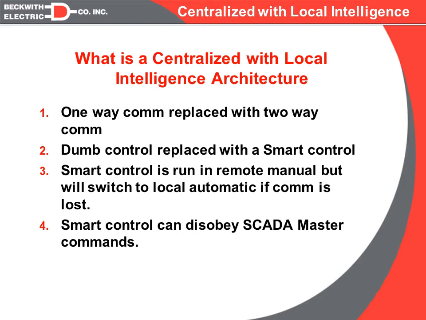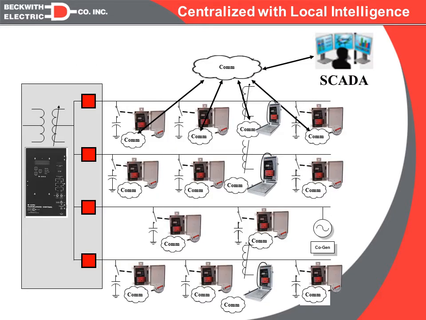So now that we have a two-way paging or communication system, we can convey data back to the SCADA master, and we can actually disobey SCADA commands if they're going to drive us out of preset limits. What we've done now is replace the one-way arrow with a two-way arrow to each of these devices, and at this point we can also integrate our regulator and our LTC controls into this algorithm.